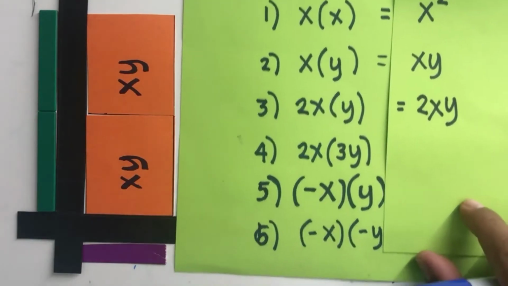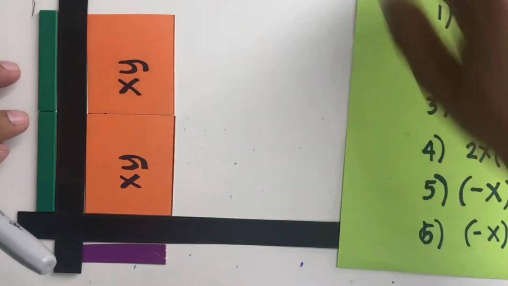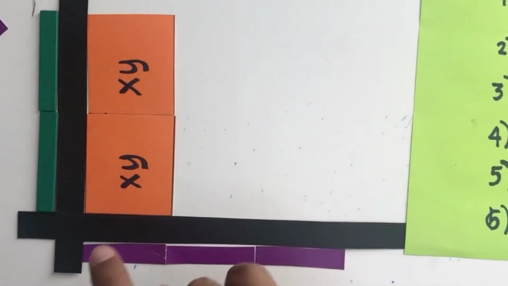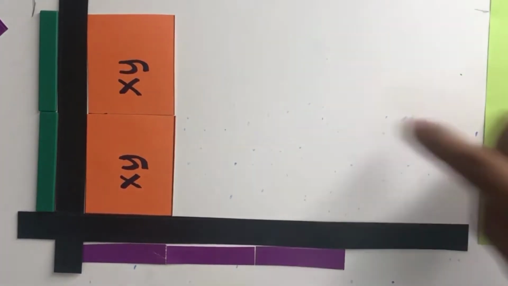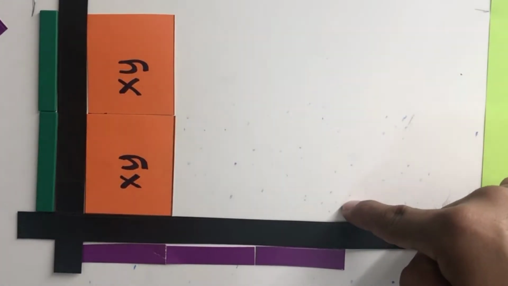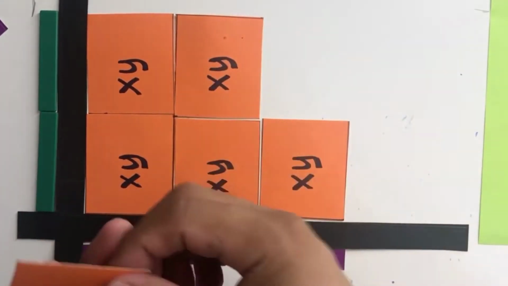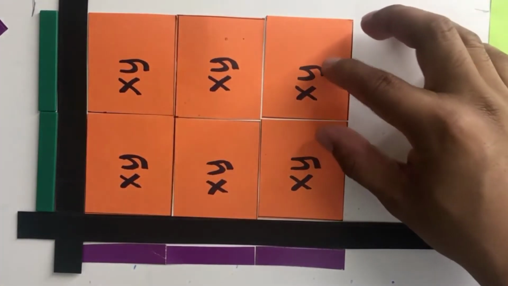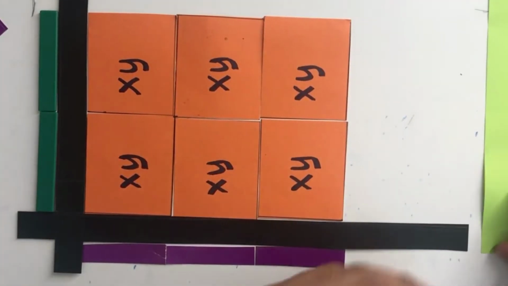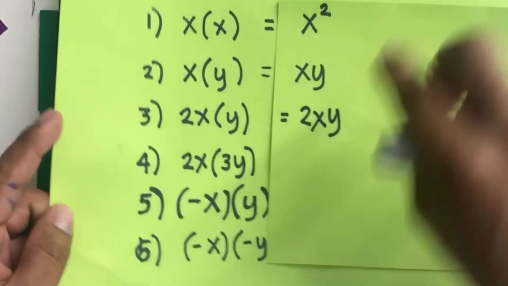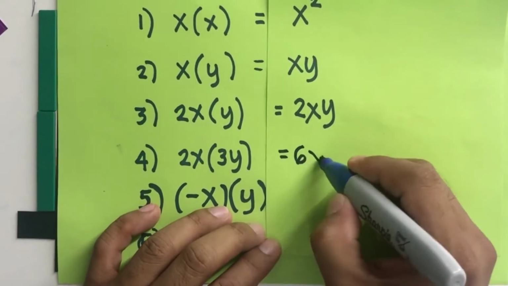Let's go to the number 4 problem. 2x times 3y. So you need 2x and you need 3y's. So this is how we visually represent 2x times 3y. And for the area, we need to form a rectangle here. So let's do that. These manipulatives can easily be reproduced at home because I just cut out some old colored folders. So this is 1, 2, 3, 4, 5, 6. There are 6 xy's. So therefore, the product of 2x times 3y equals 6xy.